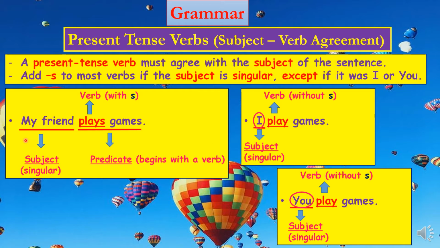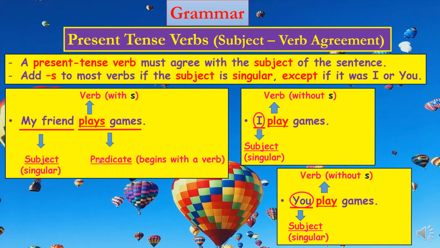Let's take this example here. My friend plays games. So this is a complete sentence having two parts. The subject, which is my friend, and the predicate, which is plays games. Let's check the subject here. In which form is it? Singular or plural? Are we talking about one or more than one friend? Of course, it's one. My friend. It doesn't end with S, so it is in its singular form.